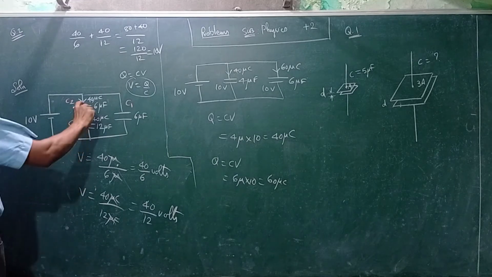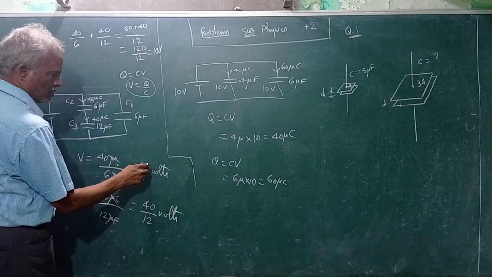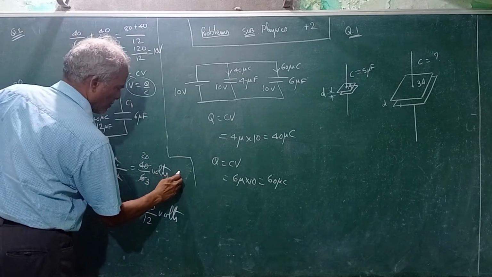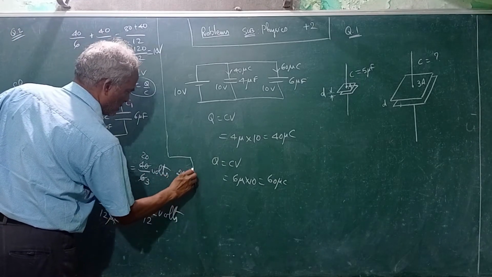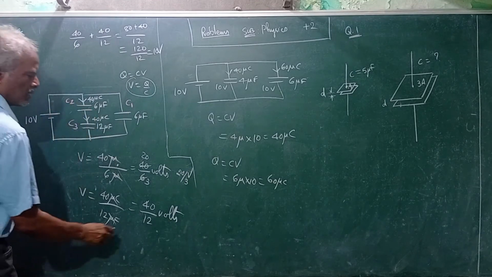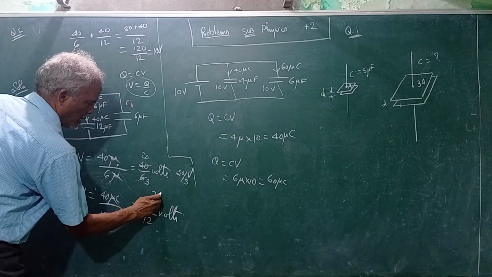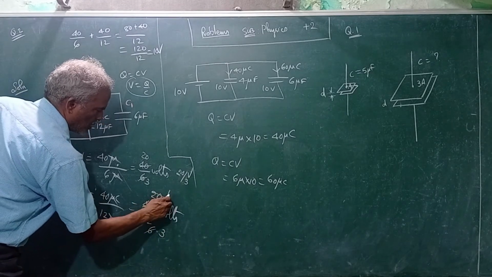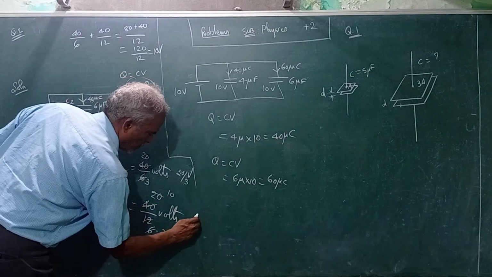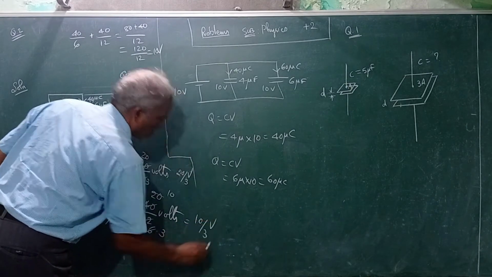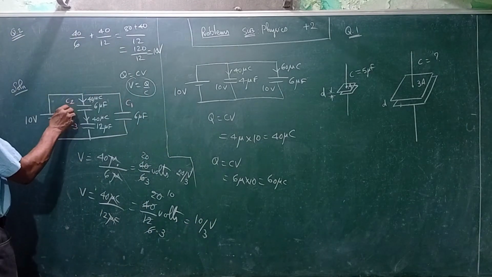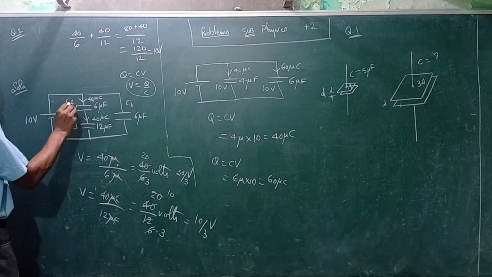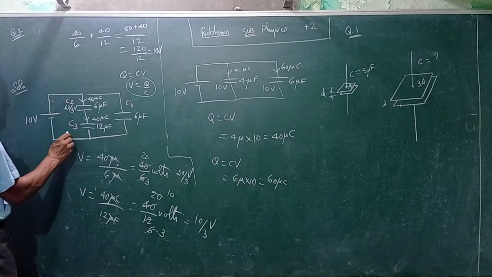So if you want to simplify, we can simplify. So 20, 2 is 3. So here it will be 20 by 3 volts in this capacitor, and here 2 is 20, 2 is 6, 2 is 3, 2 is 10. So second case it will be 10 by 3 volts. So the final answer is the voltage across this capacitor is 20 by 3 volts and the second capacitor is 10 by 3 volts.